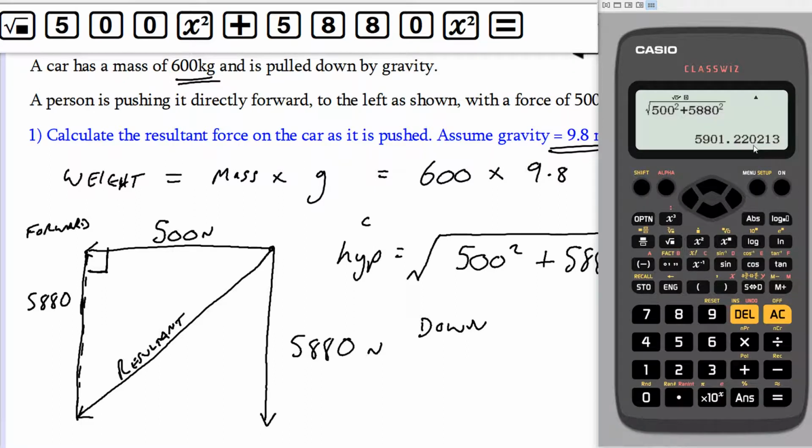There's nothing on after the 2. If there was a 5 or a 6 or 7 or 8 or 9, and you were told to do it to two decimal places, if this was, say, a 5, then to two decimal places it would be 0.23. But because that is 4 or less, as in it's a 0, to two decimal places it'll just have the two 2's there.